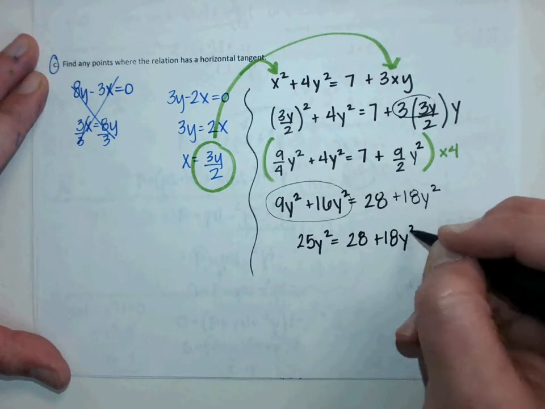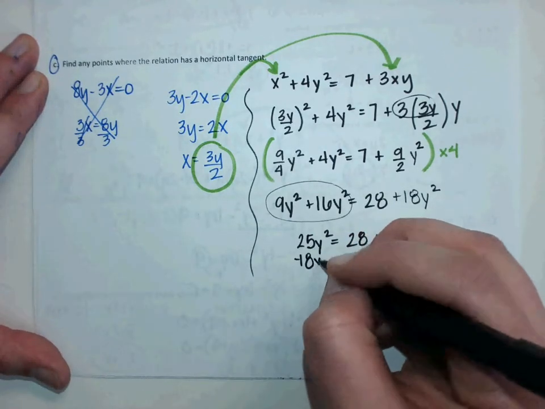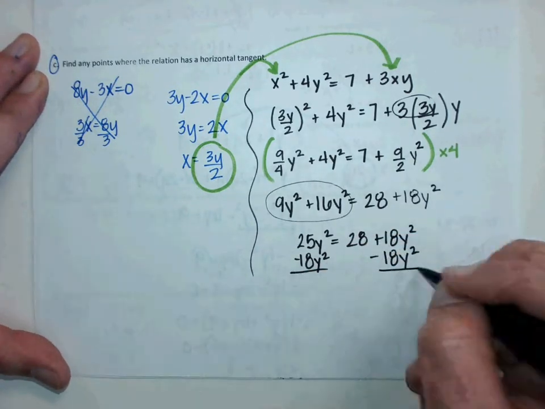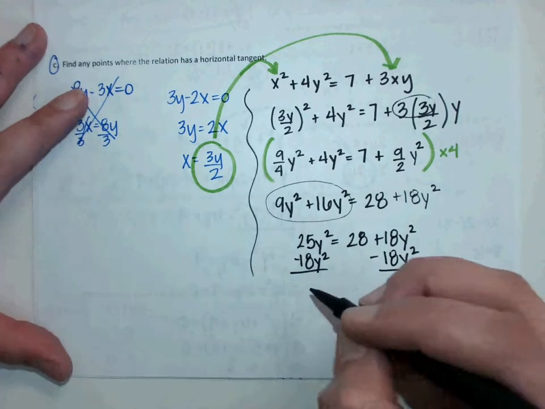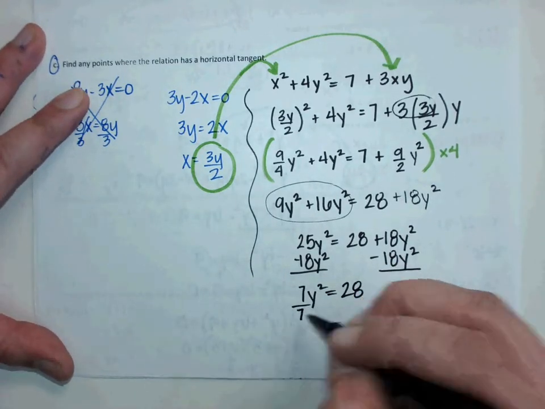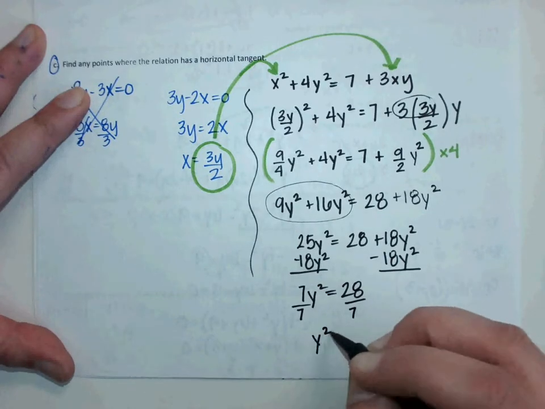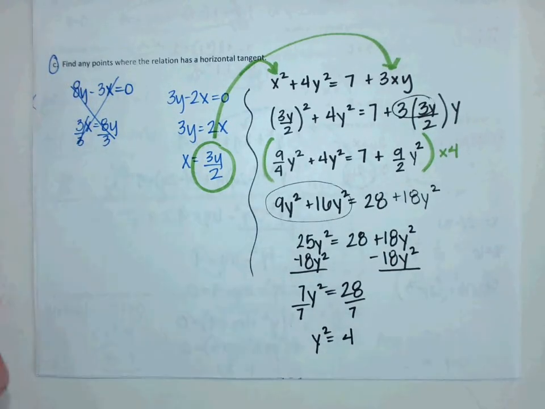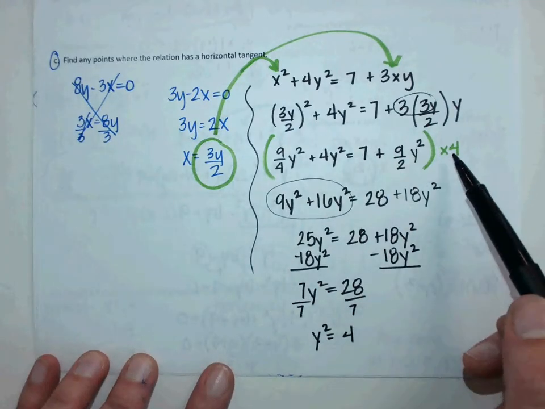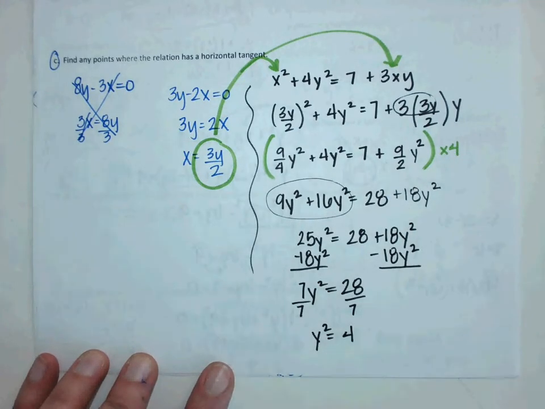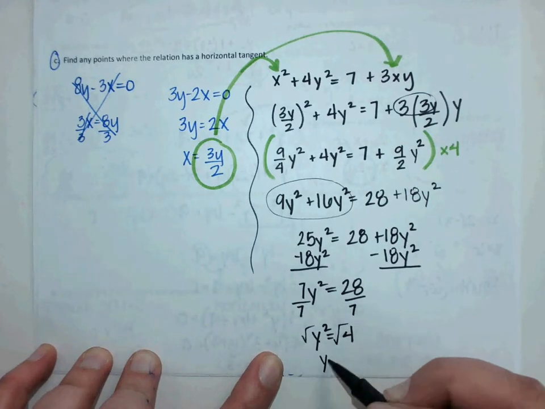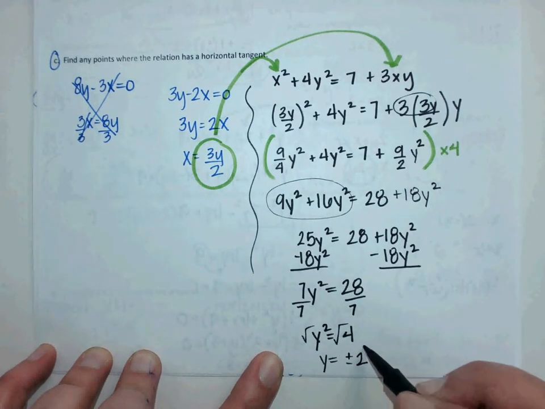Next step, bring your little 18y's over. How many are left? 25 minus 18 is 7y squared equal to 28. Divide by 7. Y squared is what? 4? We had a 28 because we times the 7 by the 4. And then plus or minus 2. Root. Easy.